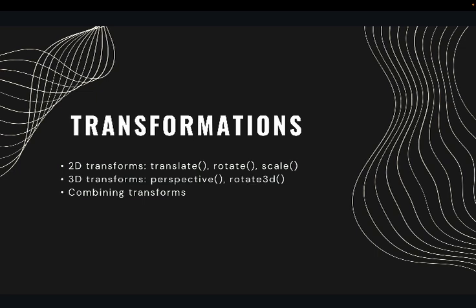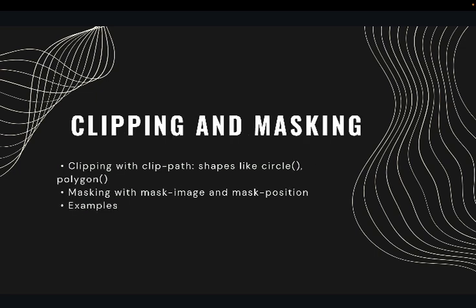Clipping and masking. Clipping and masking help us control the visibility of elements. Clip-path lets us shape content into circles, polygons, or custom shapes. Masking works with gradients or images to create complex visuals.